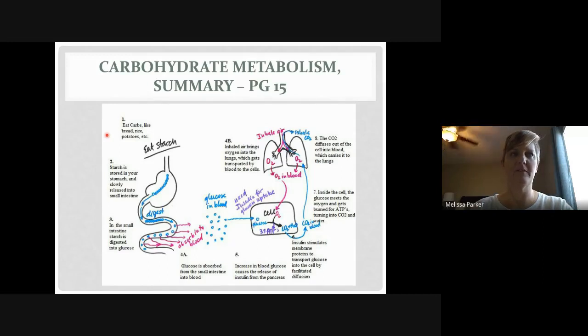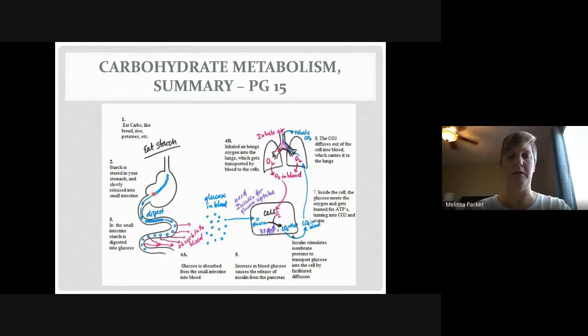We talked about it at the very beginning of the lecture. Ingestion, right? We're taking the food in, okay? And then the starch is stored in your stomach, and it's slowly released into the small intestines. And then in the small intestines, the starch is digested into glucose, right? So digestion is taking those bigger molecules or those polymers.